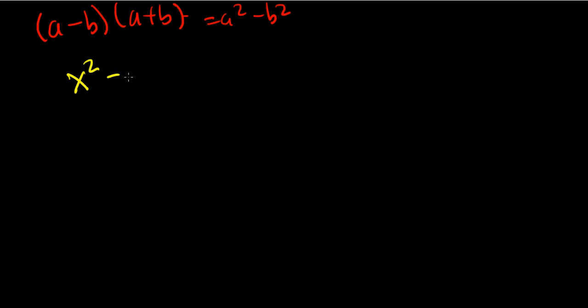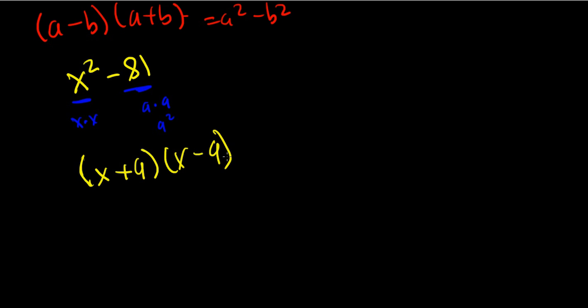We have x squared minus 81. If we look at this, we can see that they're both perfect squares. x would be x times x, and then 81 would be 9 times 9. So what we can do is we have x times x plus 9 and x minus 9. So if you can identify that both the first and last term are perfect squares, then you can just find out what the square root of each is, and then put them together as x plus 9 and x minus 9.